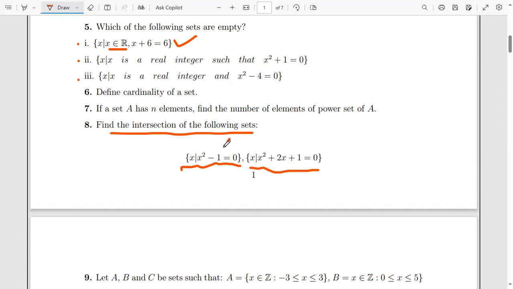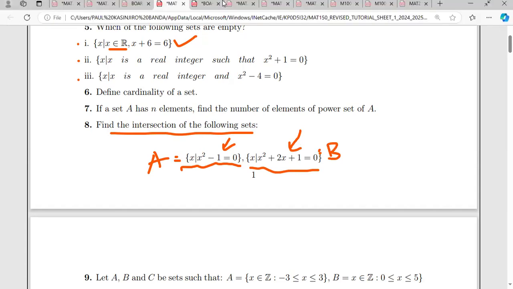So first we have to interpret these sets, find what elements are in this set, and then again find what elements are in this set. And then look at the common elements in both these sets. So that's what we are going to do. We're going to say let this be set A, and this other one here, let it be set B. Then let's interpret it.